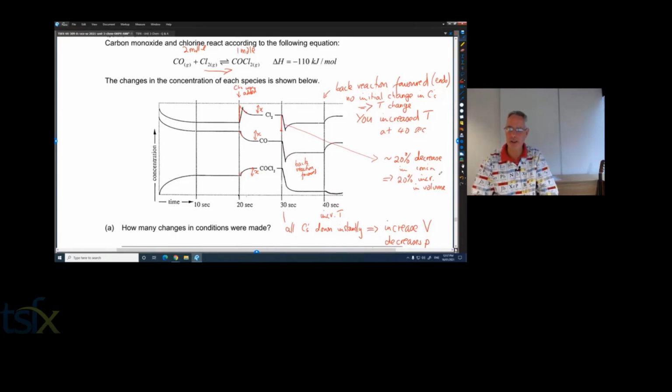But if that concentration goes down by 20%, the other concentration should have gone down by 20%, by 1/5. Does that look like it's gone down about 1/5 of its original value? Here's its original value. There's its value after the change.